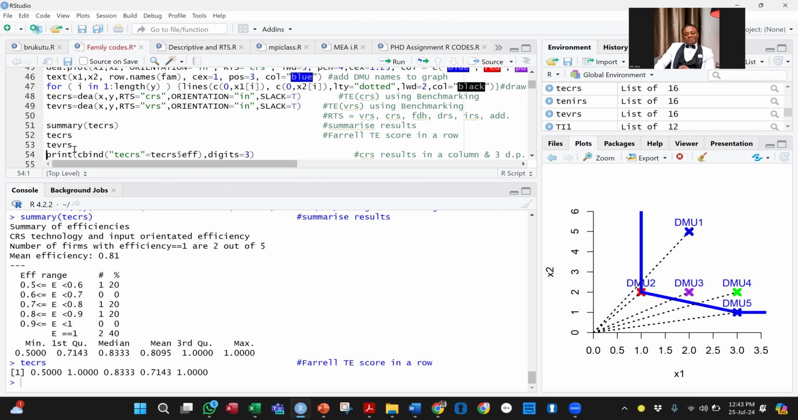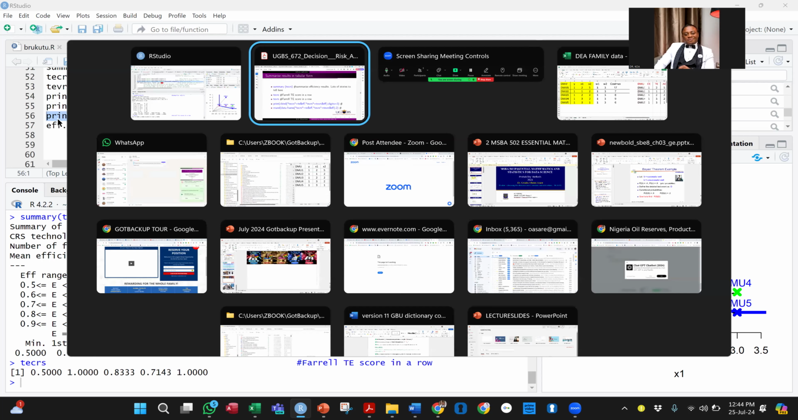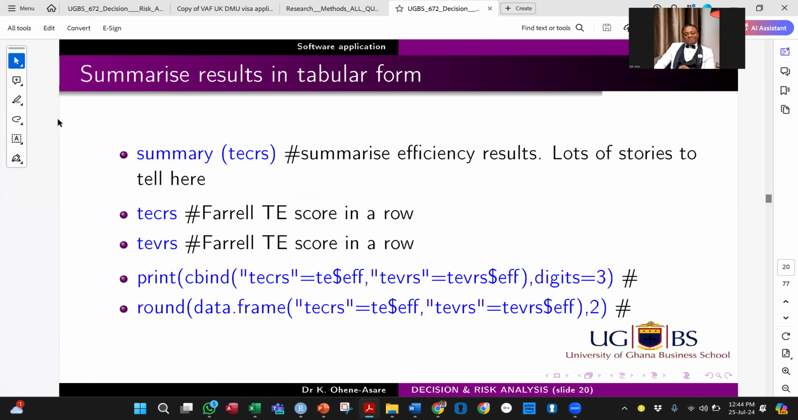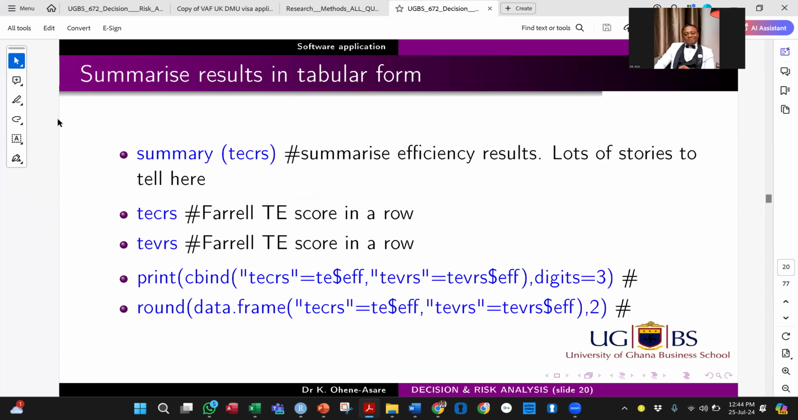So let's run the one up to 3 decimal places. I'm going to do it for the constant returns and also for the variable returns. And you can even combine all. In this case, my command number 56 combines all so that you have it all in one table. Let me see whether you have that here. You don't have it, but you can run it. So look at the last one here. You see the last command here is round the data frame.